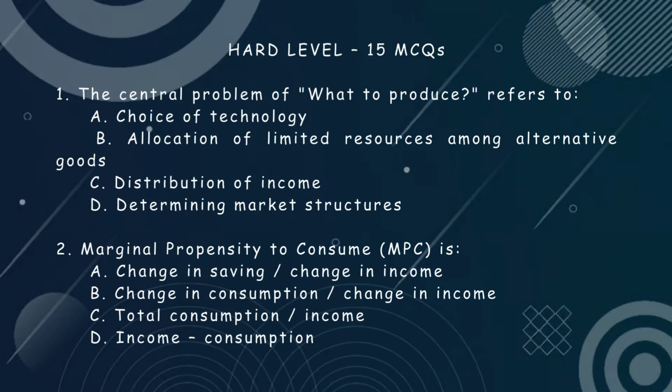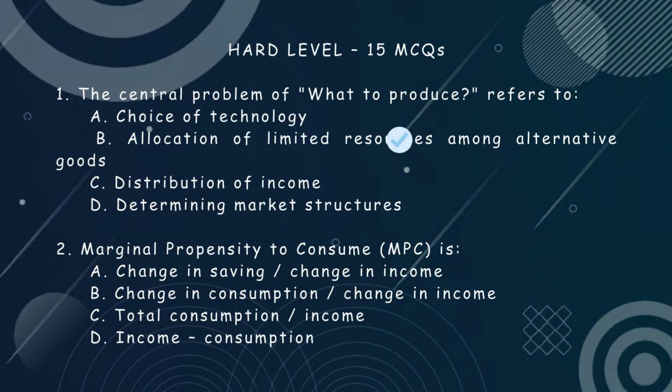Hard Level 15 MCQs. Question number 1. The central problem of what to produce refers to: A. Choice of technology. B. Allocation of limited resources among alternative goods. C. Distribution of income. D. Determining market structures. Answer: B. Allocation of limited resources among alternative goods.